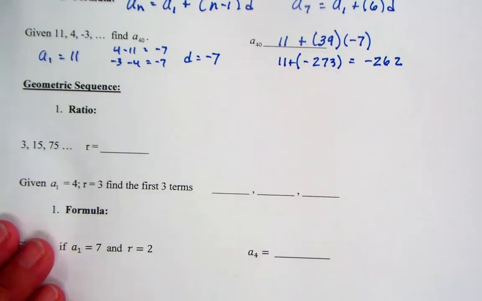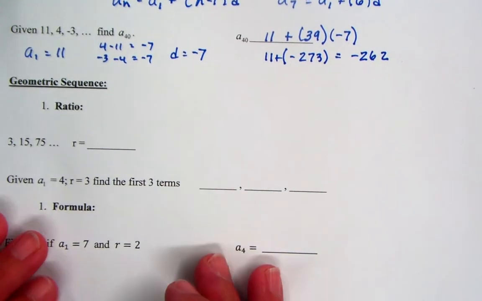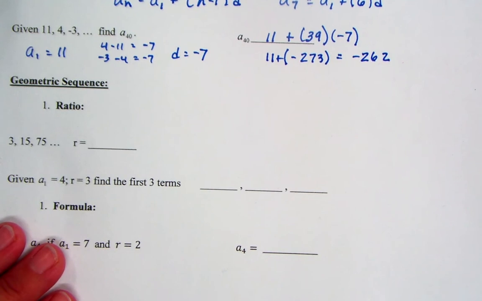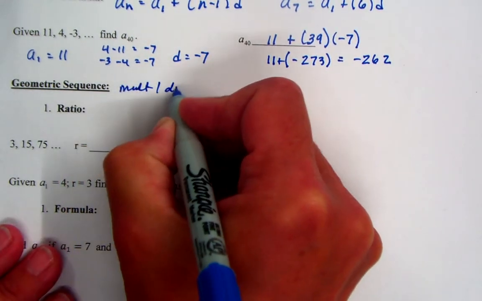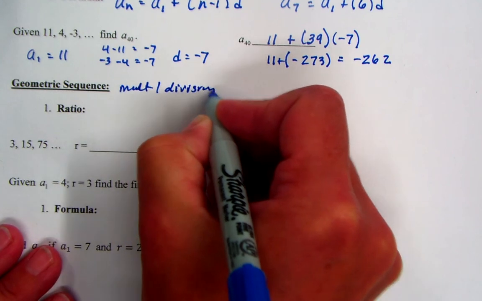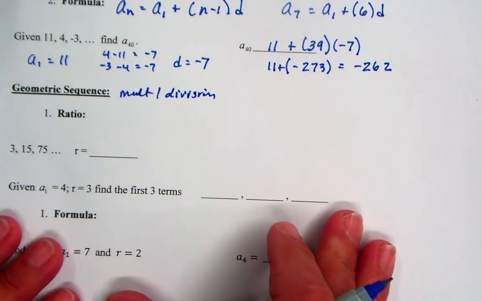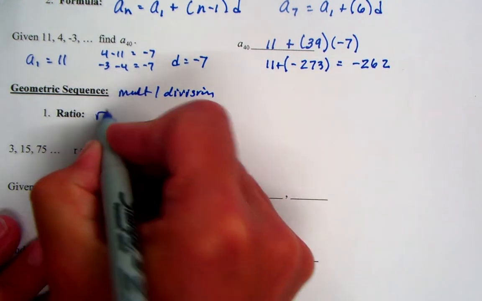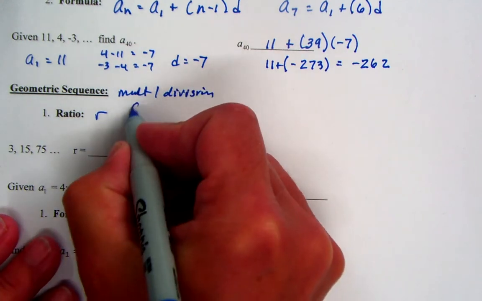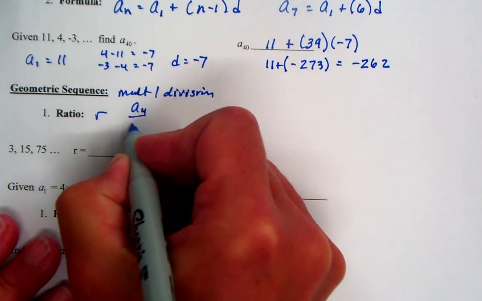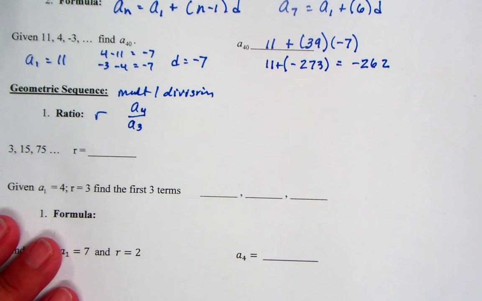Okay, so not only do we have arithmetic, we have geometric. So if you think about arithmetic being add and subtract, geometric is using multiplication or division to get to the next term. So when we look at this, we're not going to name it D, we're going to name it R. So how do I find R? Well, I'm going to take my terms and I'm going to divide them. I'm dividing consecutive terms. Notice I start with term 4 and divide it by term 3.